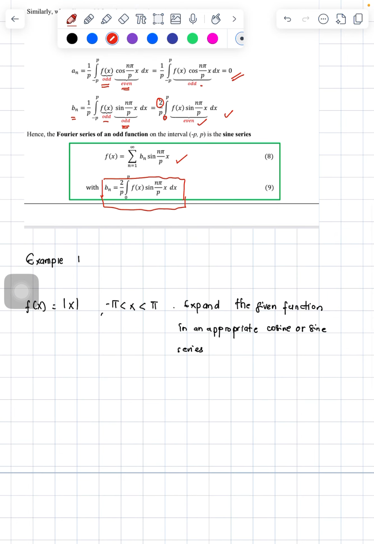Okay, here we have f(x) equals absolute x. We have a graph for absolute x, and this is the shape of the graph. So this is the y-axis and this is the x-axis. The graph is symmetric about the y-axis. When the graph is symmetric about the y-axis, the function is an even function.